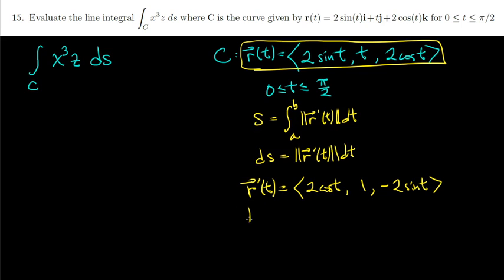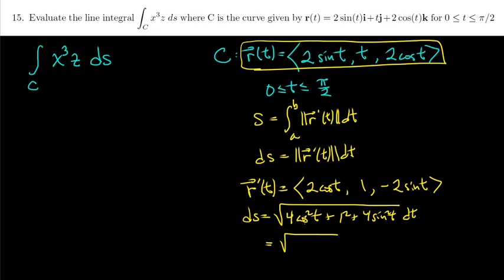But we need ds. ds is going to be the magnitude or the norm of this vector. So it's the square root of 4 cosine squared t plus 1 squared plus 4 sine squared t, times dt, all under the square root. And this is just going to be, well, 4 cosine squared plus sine squared is just 4, so 4 plus 1 is 5. So square root of 5 times dt. That's ds here. ds is just the square root of 5 times dt.